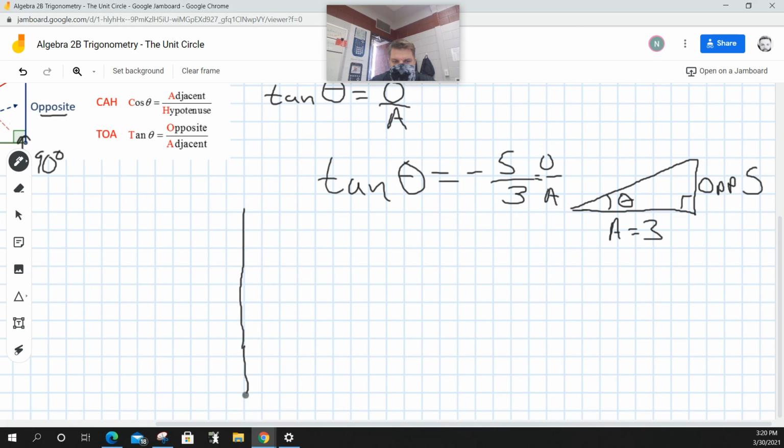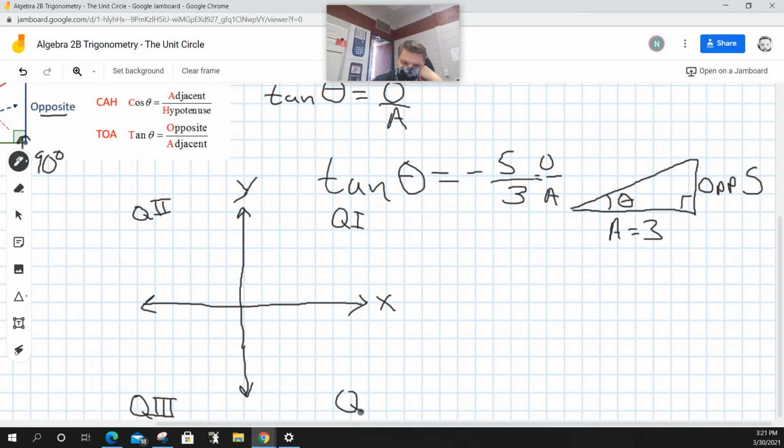We got to do some algebra review too. So this is my xy plane. This is the x-axis. This is the y-axis. And this is quadrant 1. So it's divided into 4 quadrants. This is quadrant 1, this is quadrant 2, this is quadrant 3, and this is quadrant 4. And so they're saying theta is right here in quadrant 2.